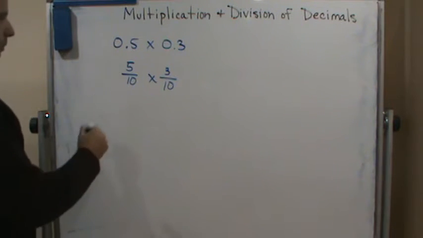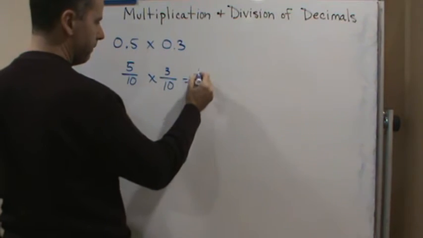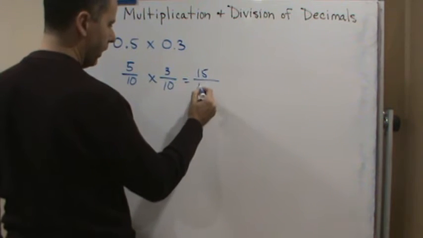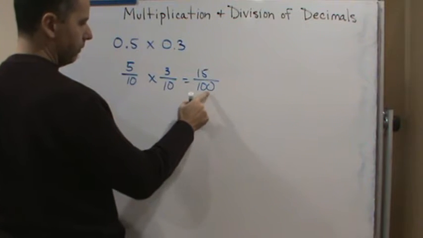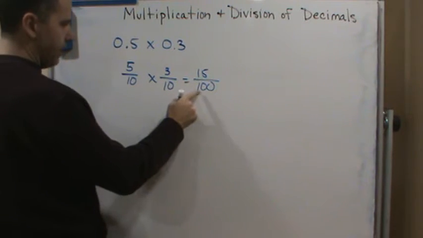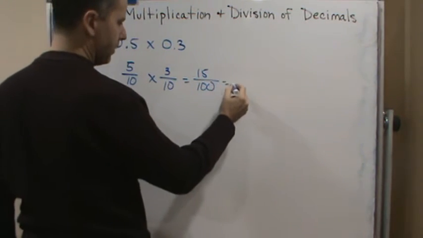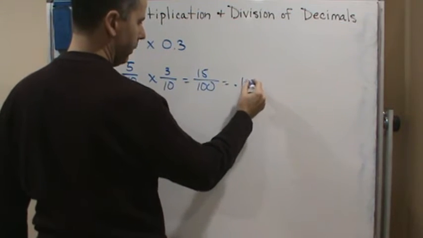And so what happens? When we multiply across, we get 15 over 100. Now look at that. I had 10 and 10 and now I have 100. And so this equals 0.15.